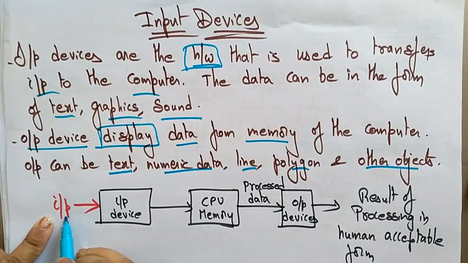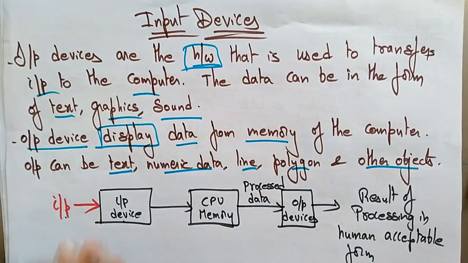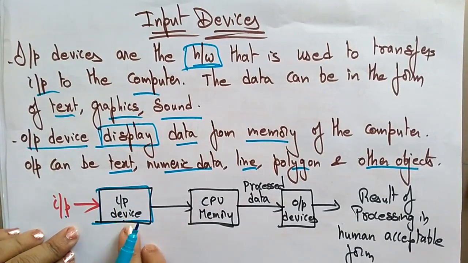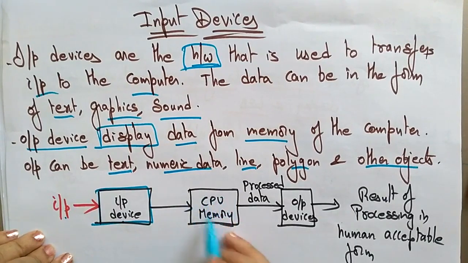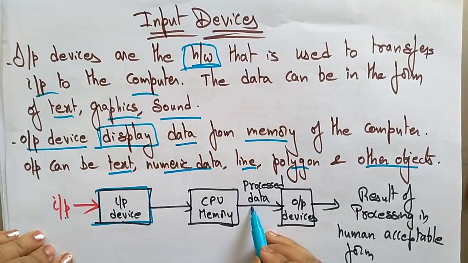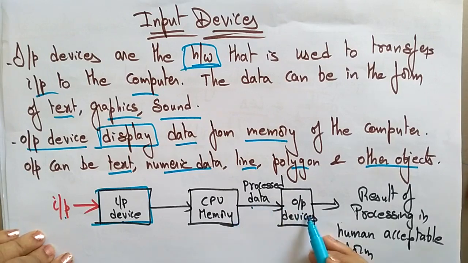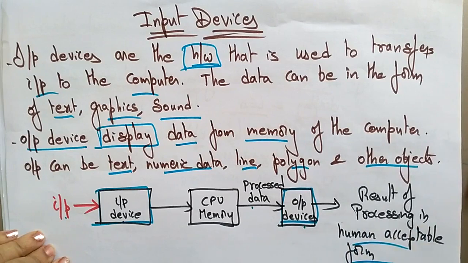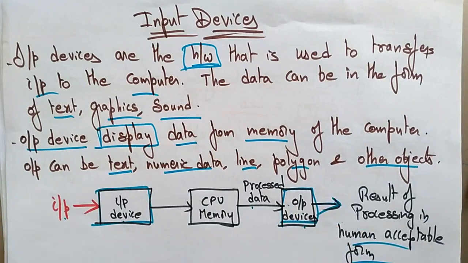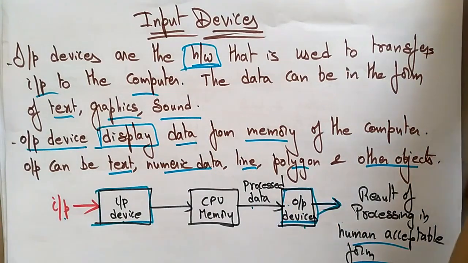The input that you are giving is given with the help of input devices. The input devices send the information to the CPU and the memory. After performing the operations, the CPU processes the data which is taken from the memory, and that will be sent to the output devices. In the output devices we get the output. The result of processing is in a human acceptable form, meaning whatever we are able to understand, in that format the output devices send the data as output. Okay, so this is input and output.